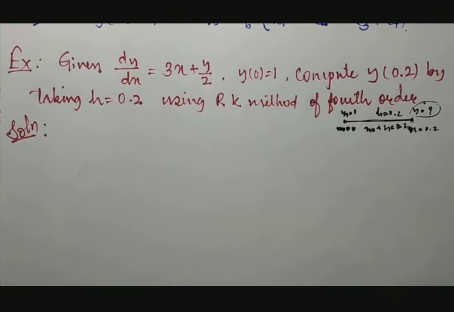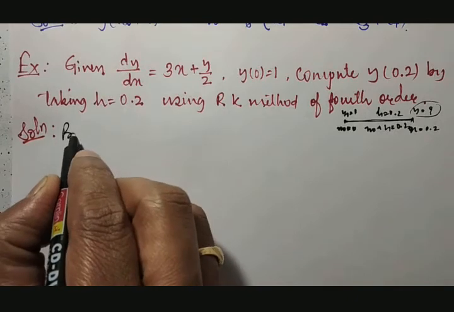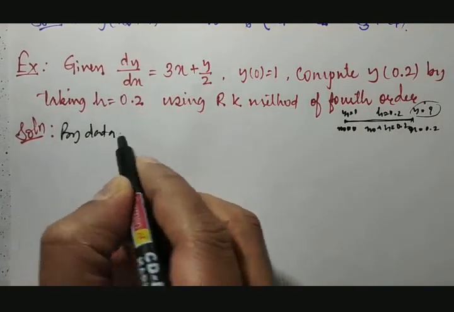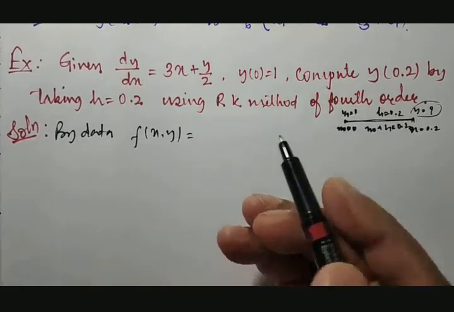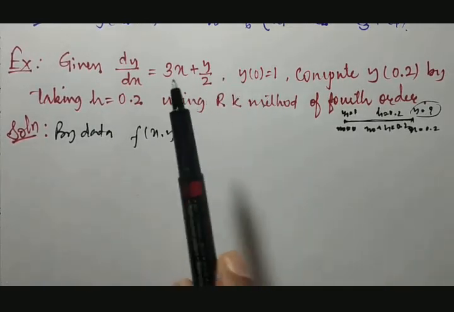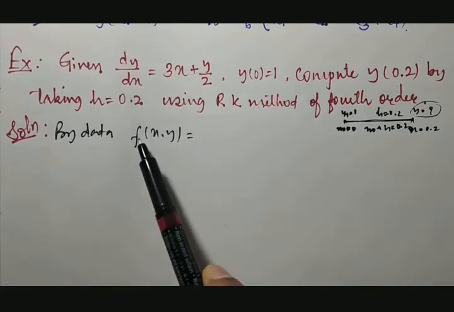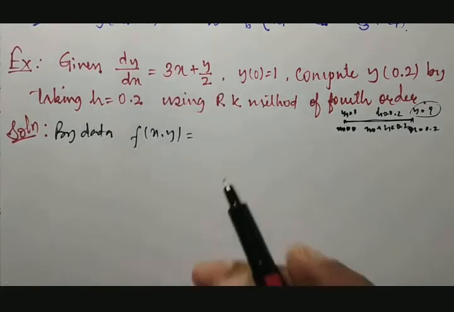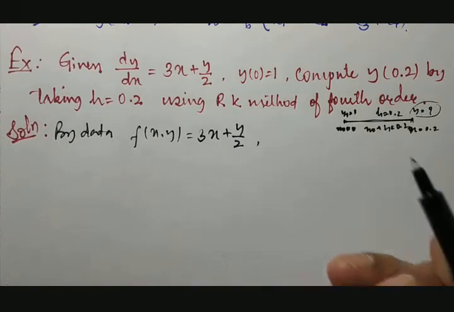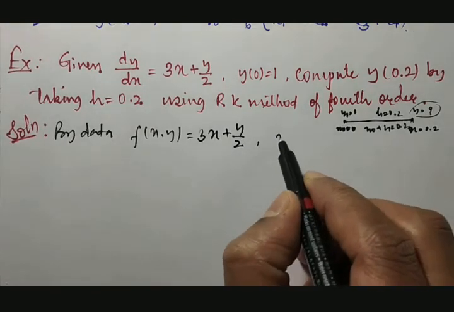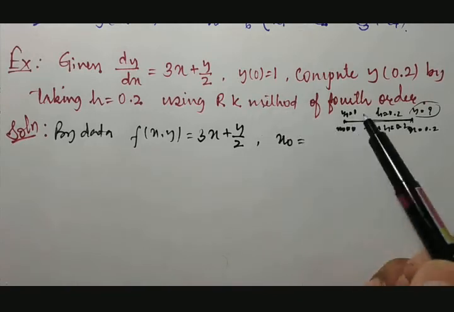Okay, for this what to do? Let us consider the given data, whatever is mentioned in the example, that has to be taken once. Then let us take the data: f of x comma y is given. Means always we know in this method dy by dx will be treated as f of x y, which is nothing but 3x plus y by 2, comma. Then x naught is given. How can it be taken?